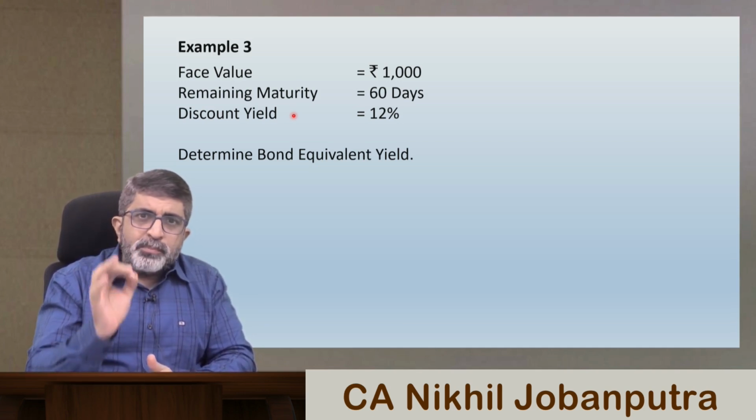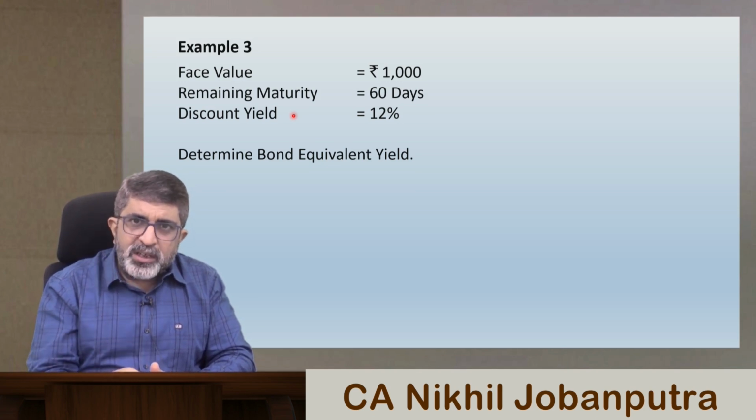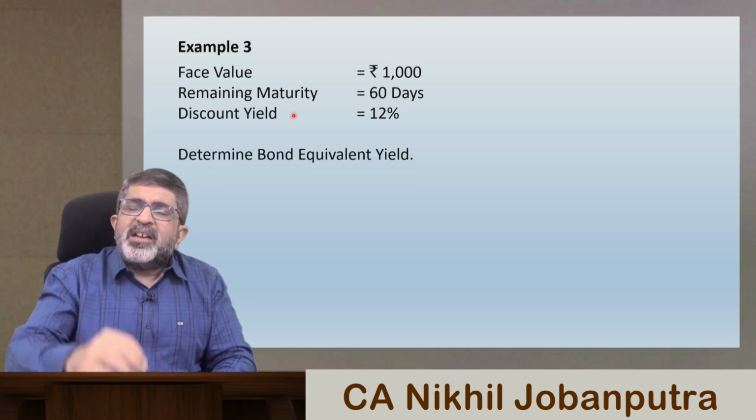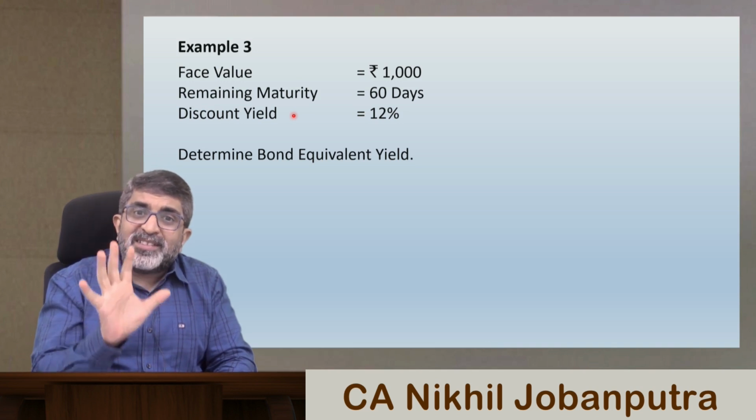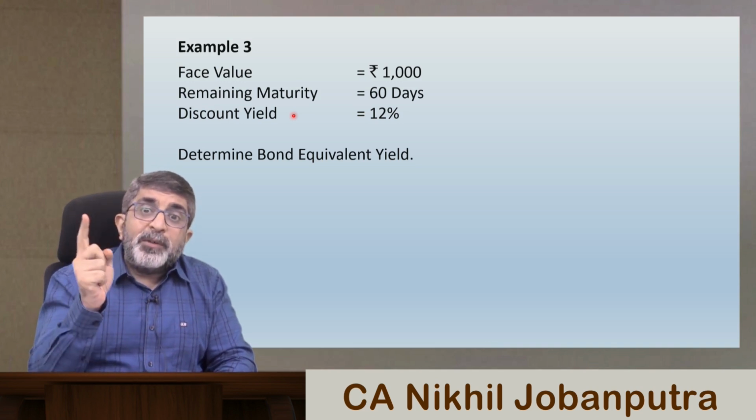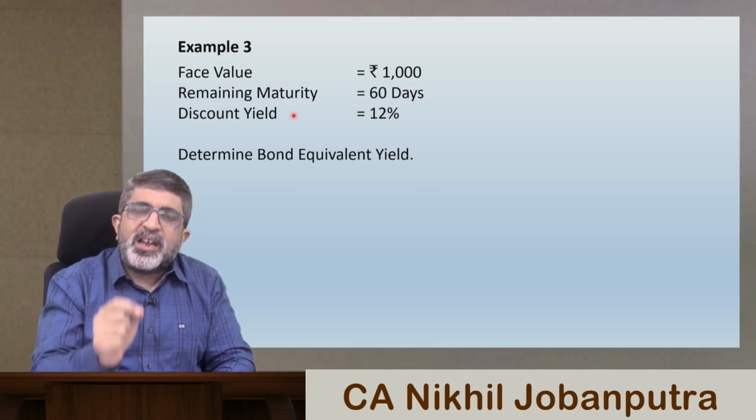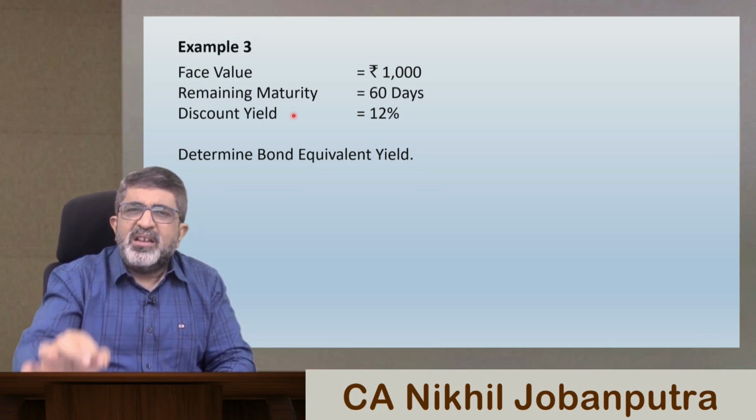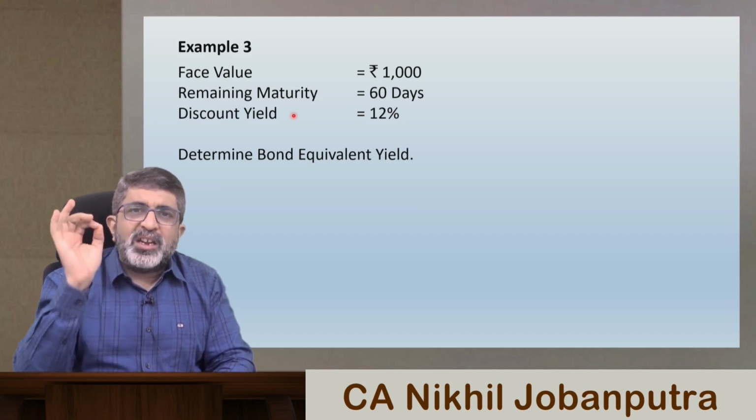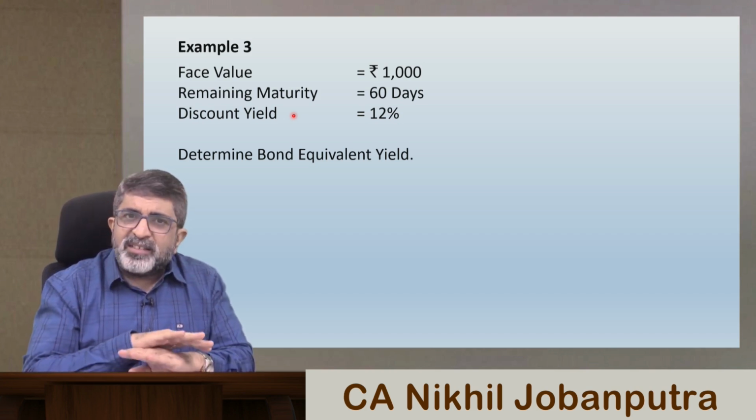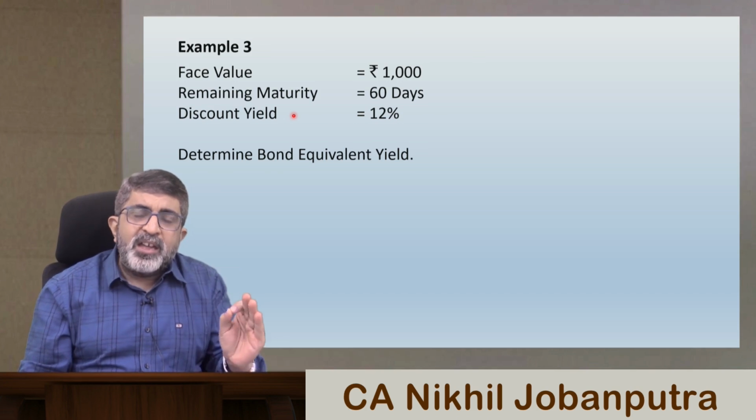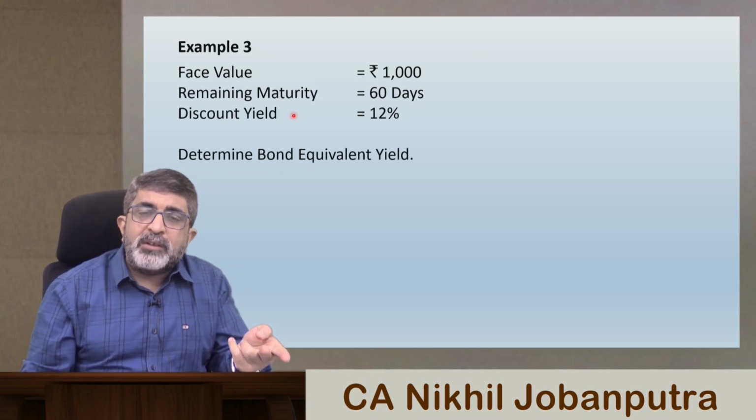I want you to be 100% clear over here. If it is discount yield, it is always based on a 360-day year period, and if it is bond equivalent yield, it is always computed considering 365 days in a year. This is the point that you have to drill into your minds. There is absolutely no way that anyone can differ from this convention.